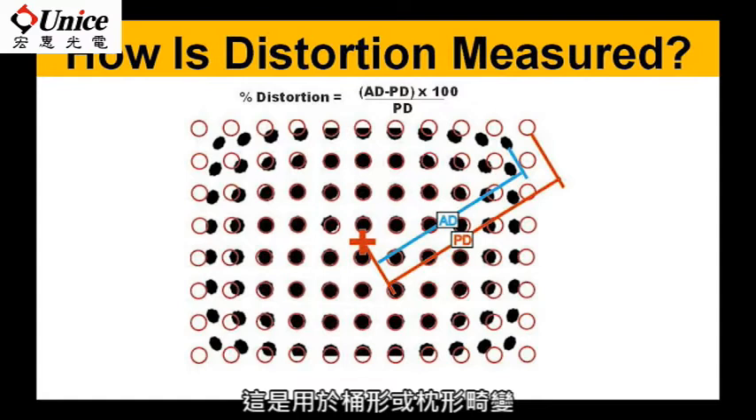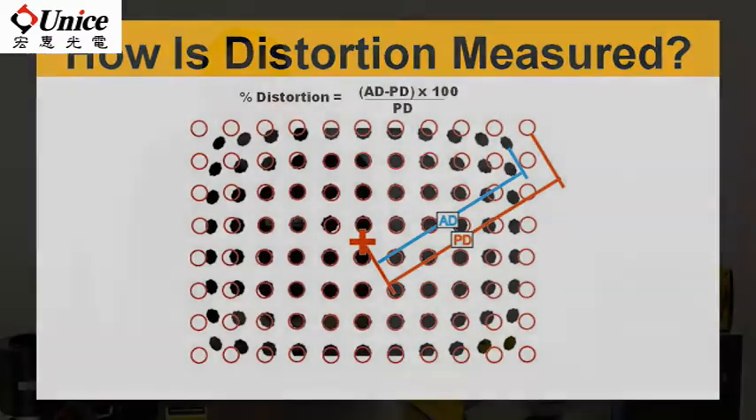This is for barrel or pincushion distortion. Generally, as a rule of thumb, you want to use a calculation method as opposed to a remapping of the image because it does take up an awful lot of processor intensity.